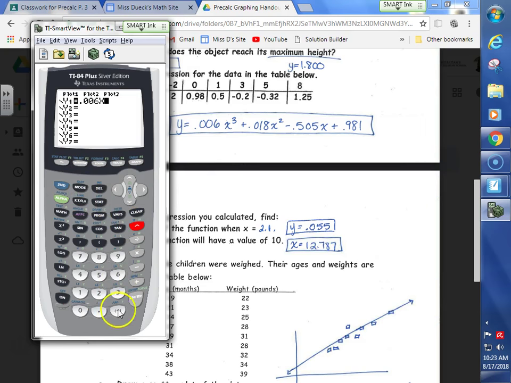We're tracking on this, right? This is an excellent question to figure out, both for the worksheet and for the quiz tomorrow. We have 0.018x squared minus 0.505x plus 0.981. Okay? There is nothing here that lets me make y equal 10. Nothing. I can't trace it. I can't zoom to it. I can't use any of these features.